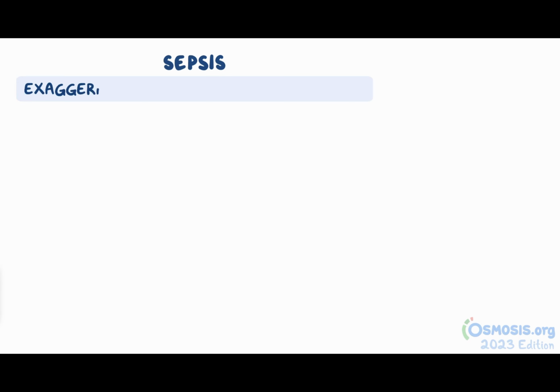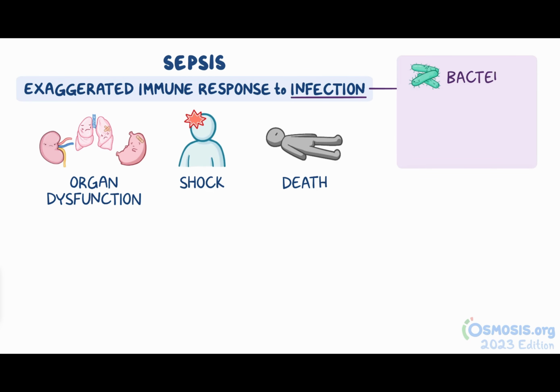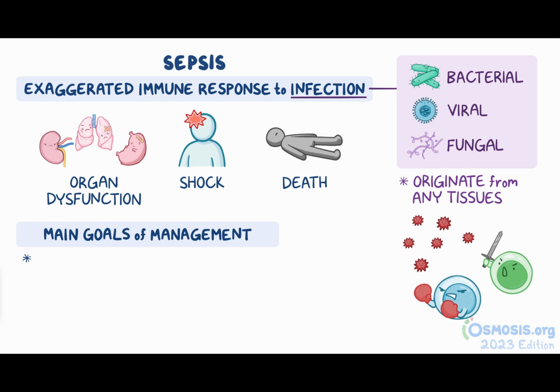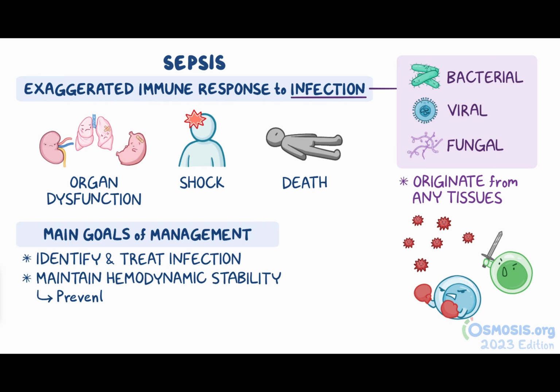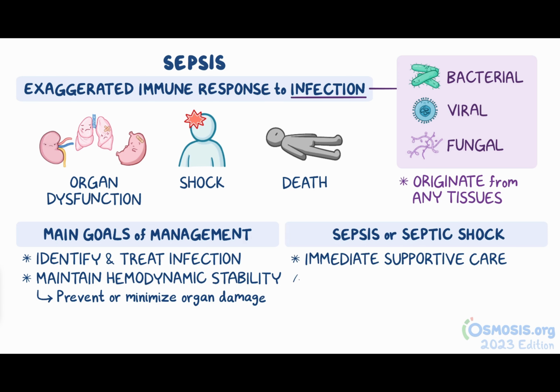Sepsis is an exaggerated immune response to infection associated with organ dysfunction, shock, and death. The infection can be bacterial, viral, or fungal and may originate from any tissue, initiating a complex interplay between infectious virulence factors and host defense mechanisms. The main goals of management are to identify and treat the infection while maintaining hemodynamic stability to prevent or minimize organ damage. Once you identify sepsis or septic shock, you should provide immediate supportive care and begin searching for the underlying source of infection.